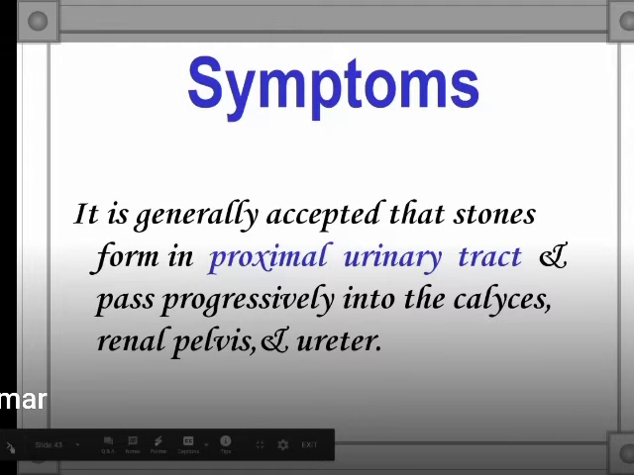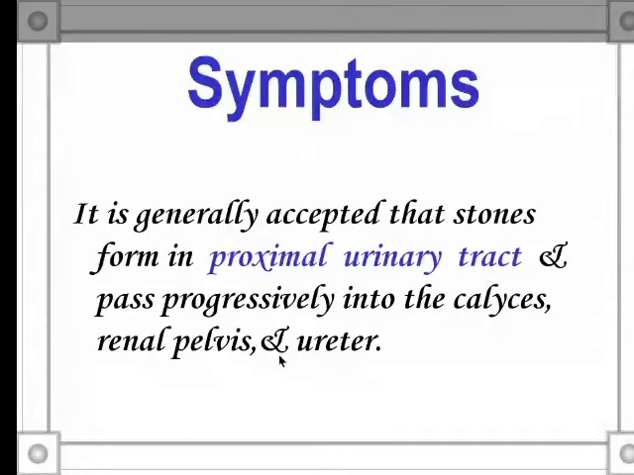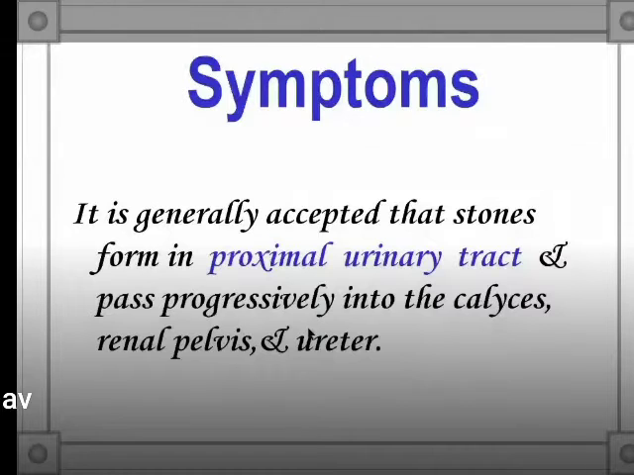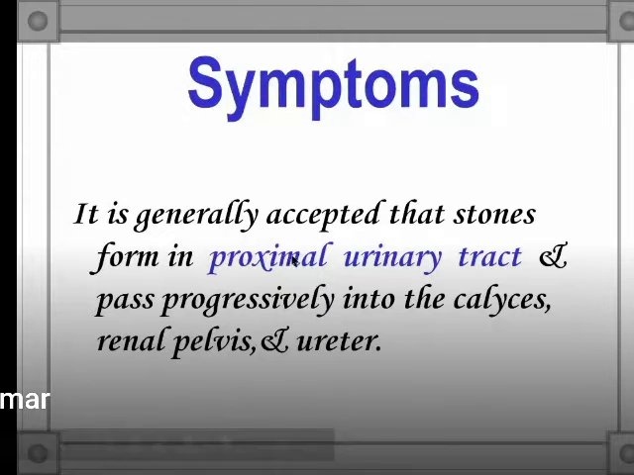Symptoms. It is generally accepted that kidney stones are formed in the upper proximal urinary tract, meaning in the renal parenchyma, and then they pass progressively into the calyces, then to the renal pelvis, then to the ureter, the urinary bladder, and then they pass through the urethra. So they are found basically in the proximal urinary tract.